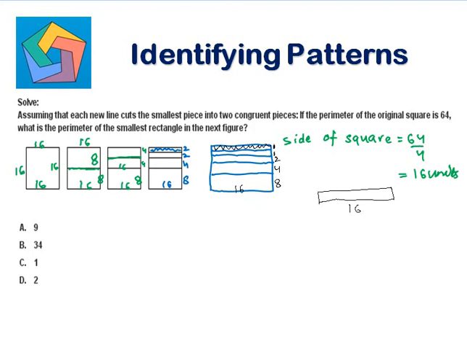16 is the length, since square parallel lengths are equal, and this is 1 and this is 1. So the perimeter is given by sum of all the sides. So 16 plus 1 plus 16 plus 1. 16 plus 16, 32. 1 plus 1, 2. So 34 units, which is the answer in the B part. We can highlight.